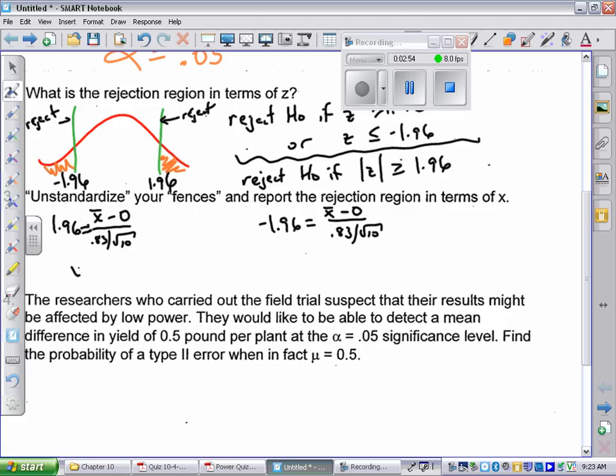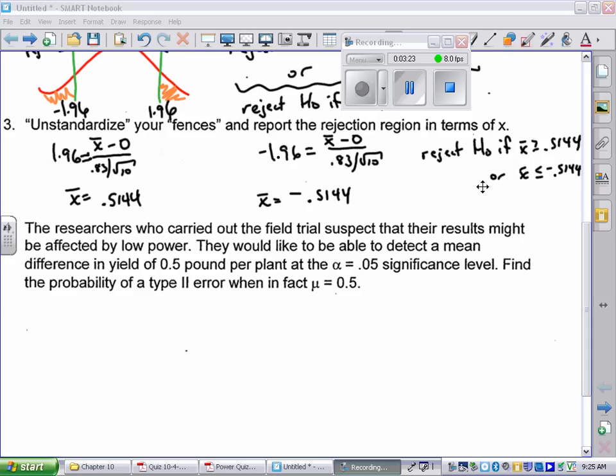When you solve these two things, you get 0.5144 and negative 0.5144. So I'll reject H0 if the X bar you get is greater than or equal to 0.5144 or X bar is less than or equal to negative 0.5144.